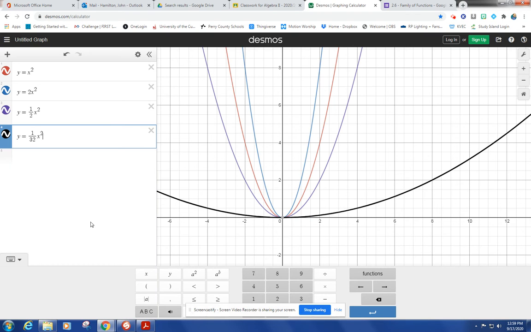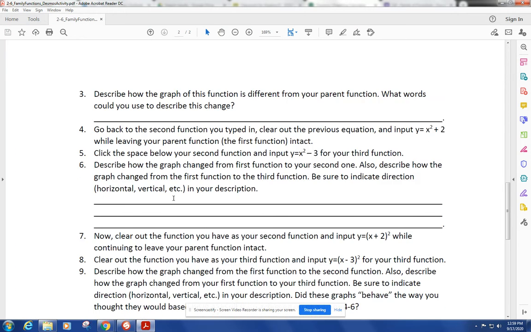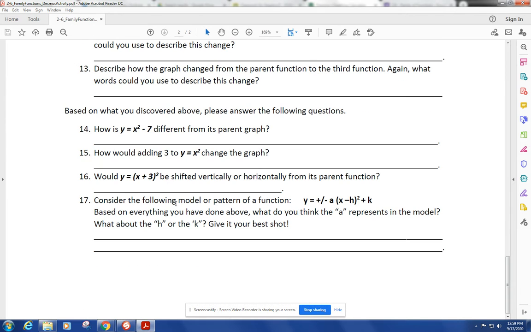So what I had you look at yesterday was basically graph all these things, look at what was happening, describe what was happening there. So at the very bottom of the form, on what you did yesterday, I have this right here. Number 17, consider the following model or pattern of a function. And we have this model here that I laid out for you. So again, my question to you was, what does the A represent? What about the H? And what about the K?